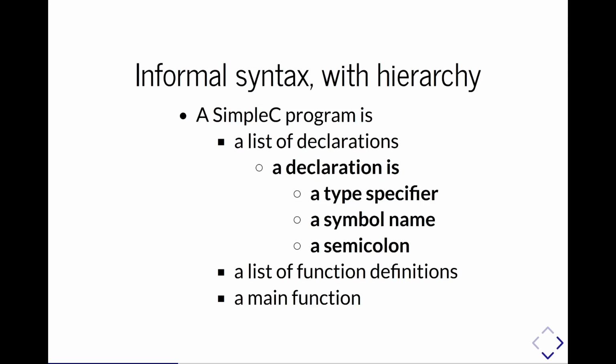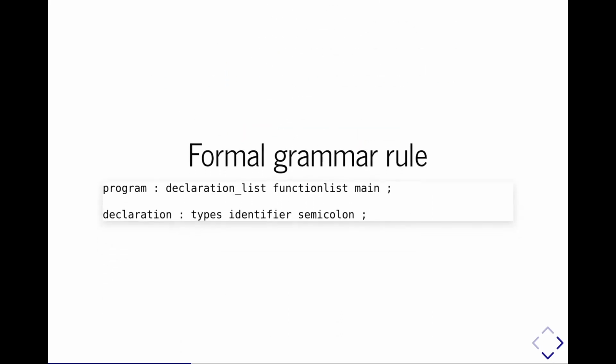And so here's an example in bold. So we had our original top-level definition of the language. It's a list of declarations followed by a list of functions followed by a main function. But we have this nested definition of what a list of declarations is. And it's a list of single declarations. And a declaration, just like in C, is a type name followed by a symbol name followed by a semicolon. And so syntax has this hierarchical nature, at least for human languages. And this has been used in designing programming languages.